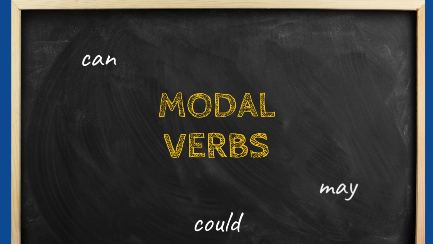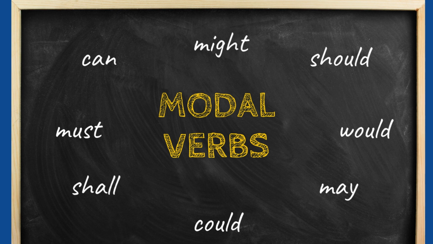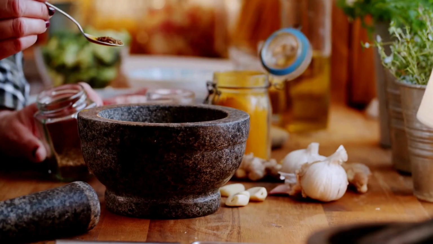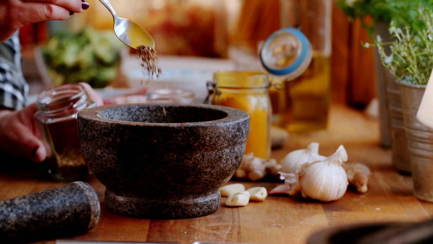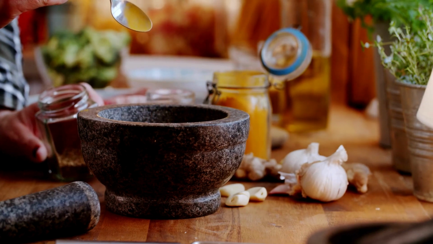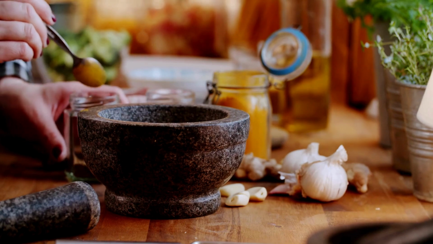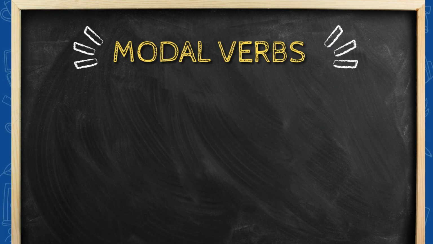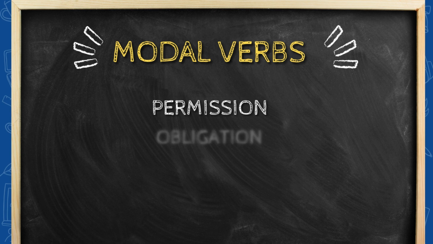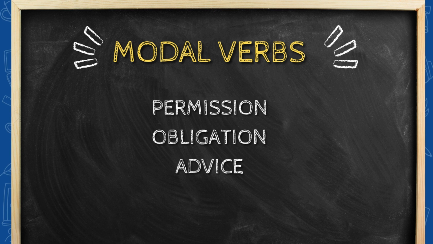In our previous video about modal verbs, we said that modal verbs are like helpers for main verbs. They don't show actions themselves, but they modify the main verb to add extra meaning, helping you to be more precise and effective. In today's lesson, we will be talking about using modal verbs to express permission, obligation, and advice. These are super important for everyday conversations.